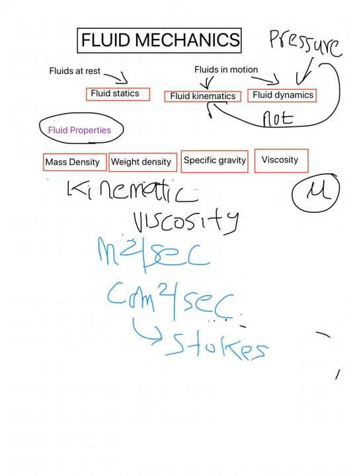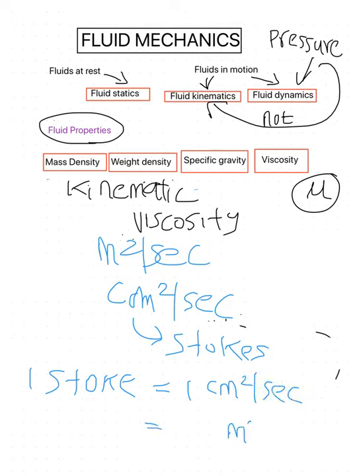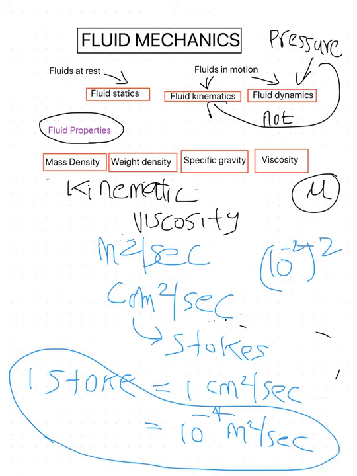Now, what is the relation for Stokes? Like we said, 1 poise equal to 0.1 Pascal second, or 0.1 Newton second per meter square. In the same way, 1 Stoke equal to 1 centimeter square per second, which is equal to how many meter square per second? 1 centimeter is how much? 10 raised to minus 2. So centimeter square becomes 10 raised to minus 4. So 1 Stoke equal to 10 raised to minus 4 meter square per second. This is another unit of expressing viscosity.